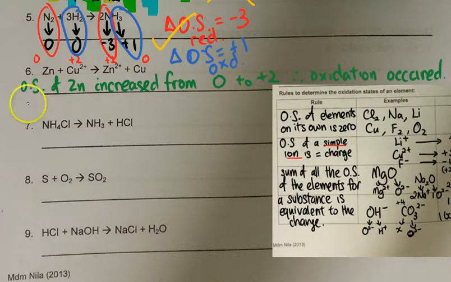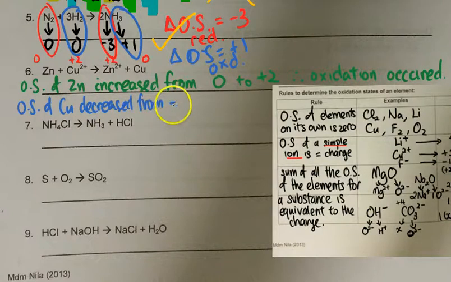Okay, next one, we can say that oxidation state of copper decrease from plus 2 to 0. Therefore, reduction occurred.